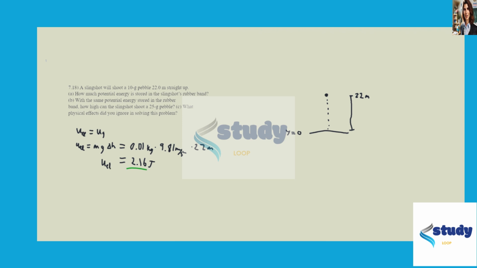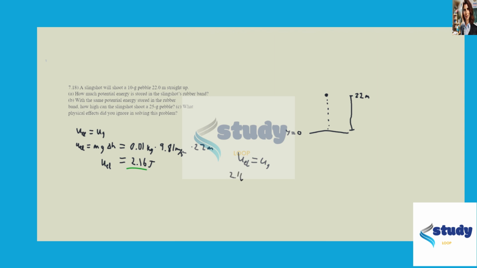Now we're asked in part B, with the same potential energy, 2.16 joules, stored in a rubber band, how high can a slingshot shoot a 25-gram pebble? So again, we're just flipping this around. We're going to have U elastic equal to U gravity. So we have the potential energy that is stored in the spring initially is going to be the same, but we're using a different pebble.